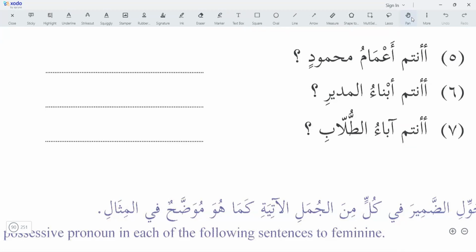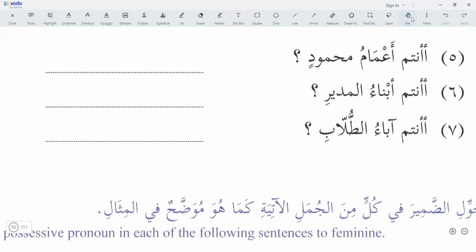Antum abna'ul mudir. Are you sons of the principal? Antunna banatul mudir. Are you daughters of the principal? Antum aba'ut tullab. Are you fathers of the students? The plural of ummun will be ummahat. Antunna ummahat tullab. Tullab means students. Aba'u will change into ummahatu.